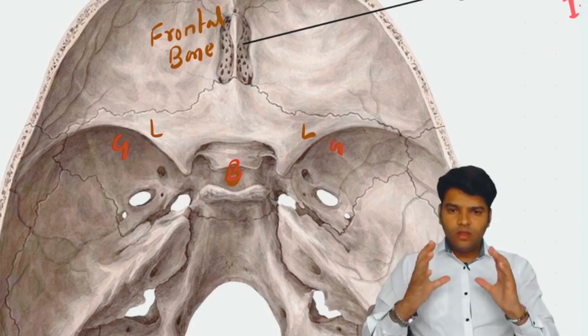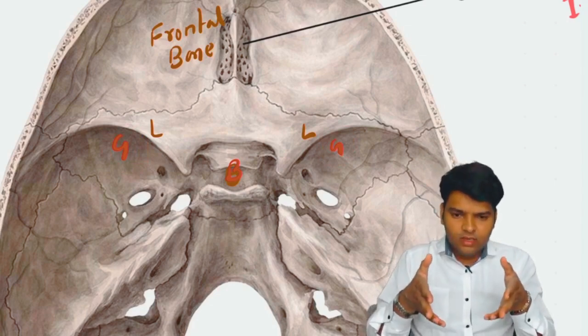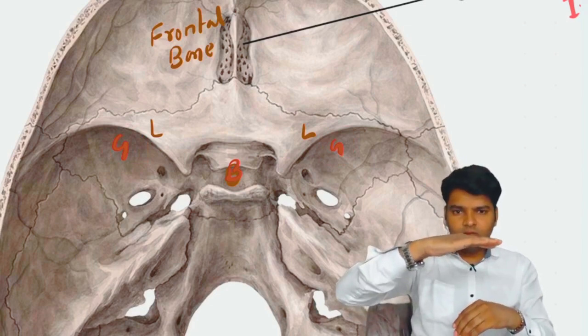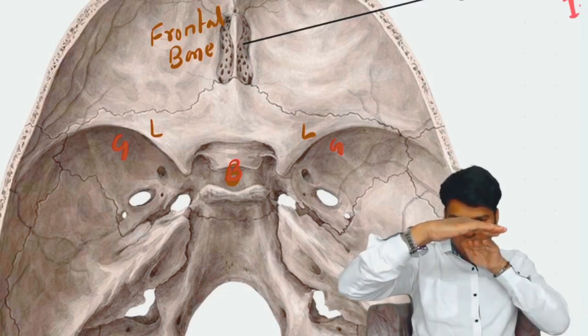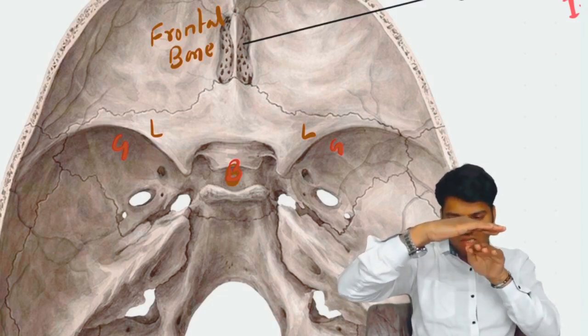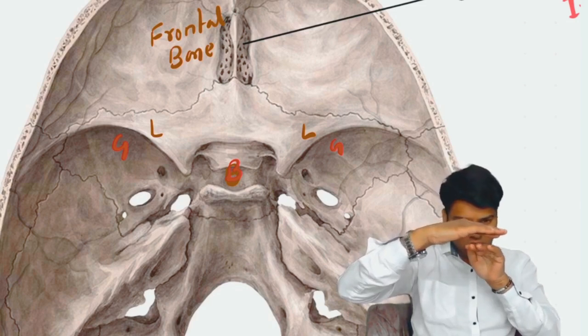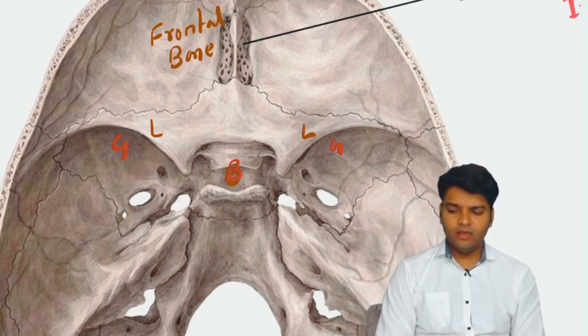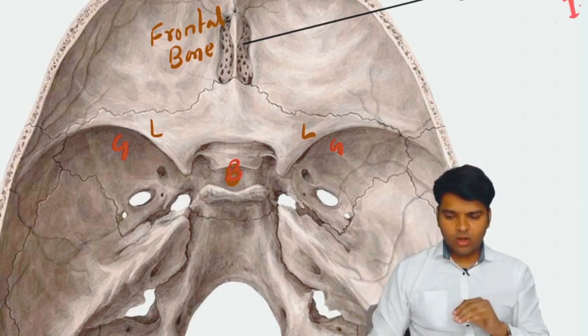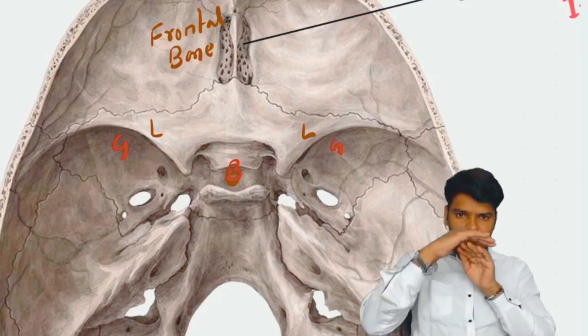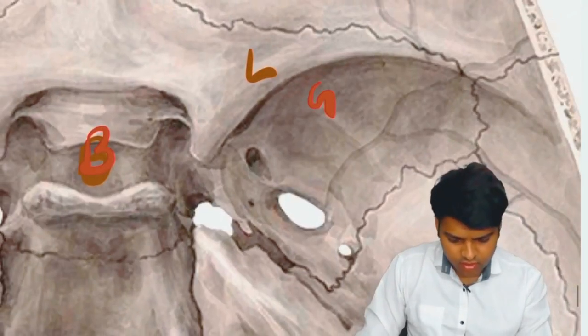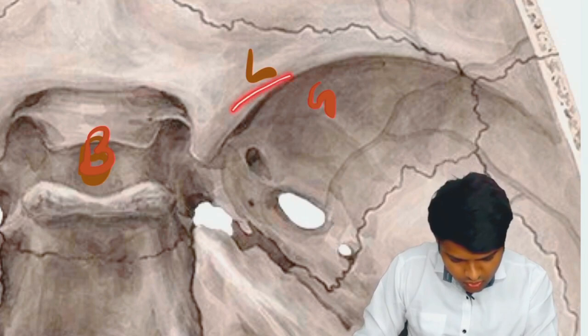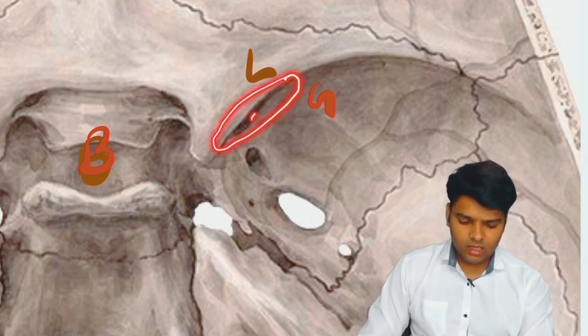When you tilt the skull base, this is the lesser wing of sphenoid, this is the greater wing of sphenoid, and in between these you will see one opening. Which opening? This opening is called the superior orbital fissure. I think you all are able to see this area.